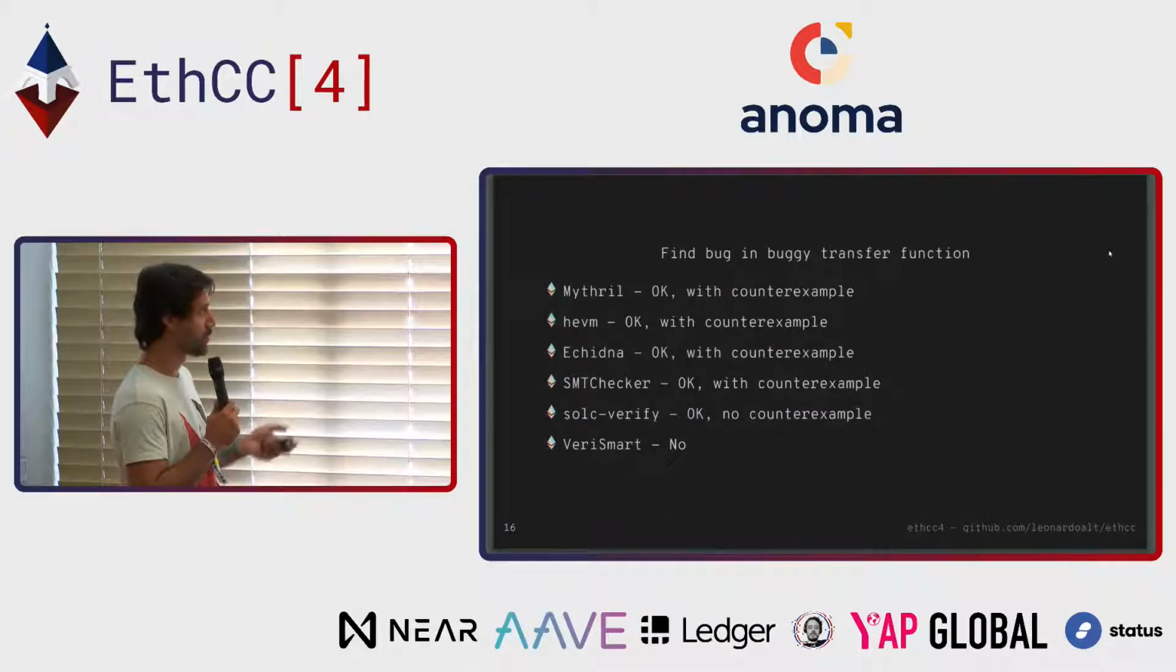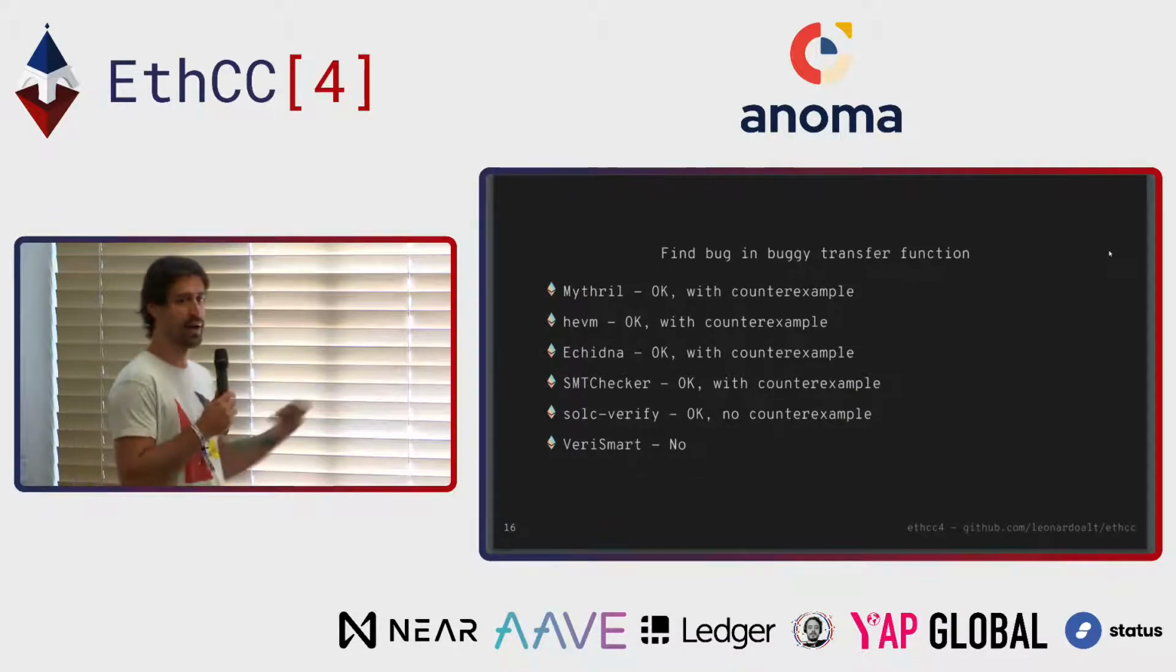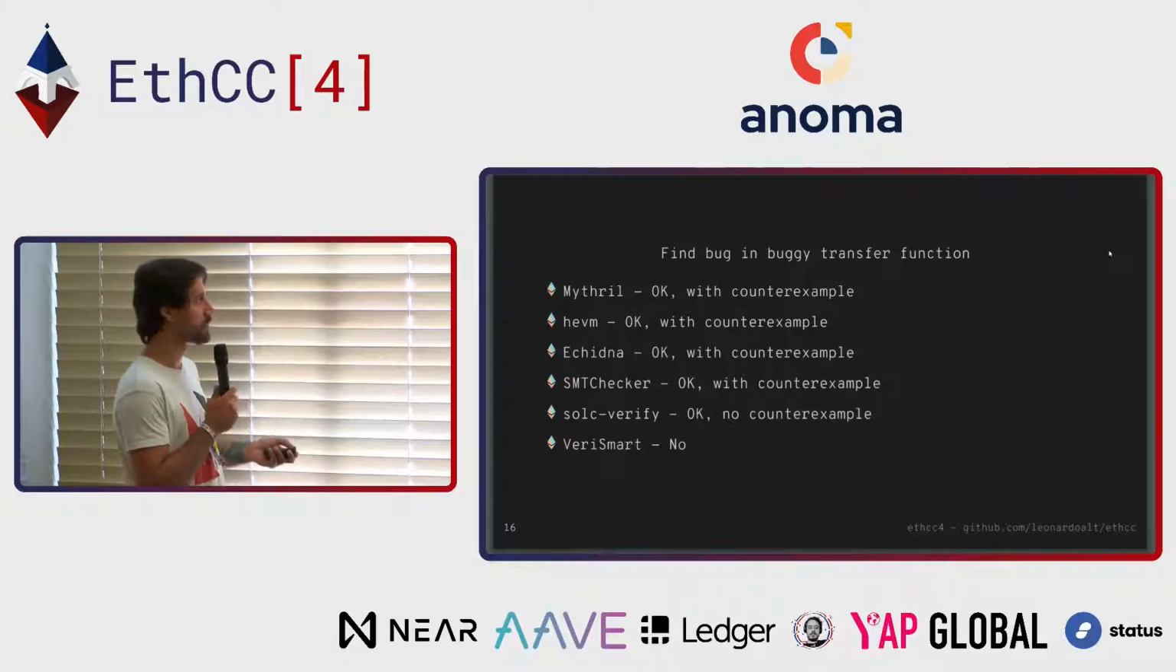So just running the tool on the example, this is what we get. So these 4 tools are okay, meaning they found the bug, and they give you a counterexample, meaning they tell you how to break the assertion and what the state is when you break it. Solidity Verify did break the assertion, but it could not give a counterexample.